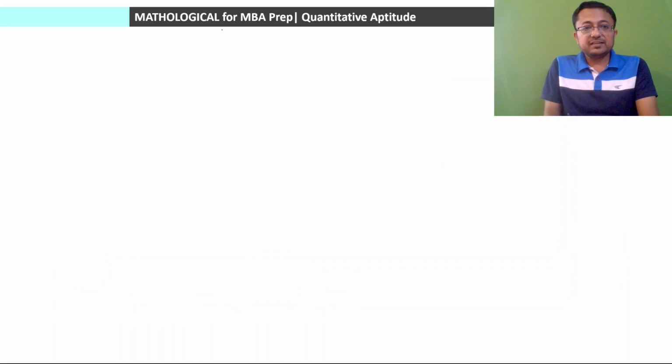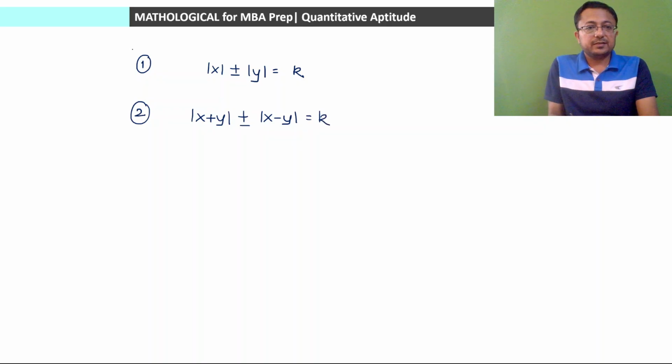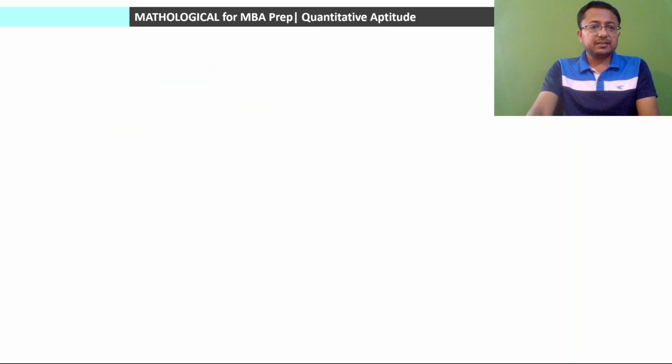So the agenda of this session is, first, we'll be discussing the graphs of mod of x plus minus mod of y equal to some constant. And secondly, we'll also be discussing the graph of mod of x plus y plus minus mod of x minus y equal to some constant. We're discussing these two graphs. Start करते हैं with an example.